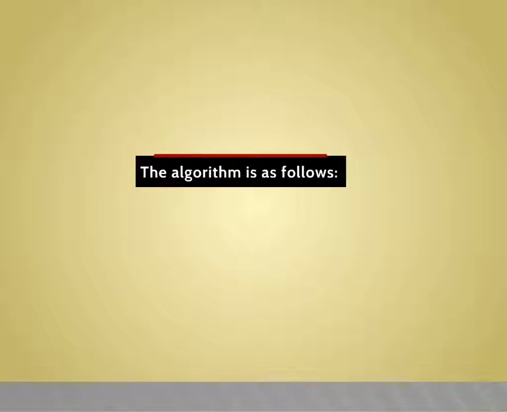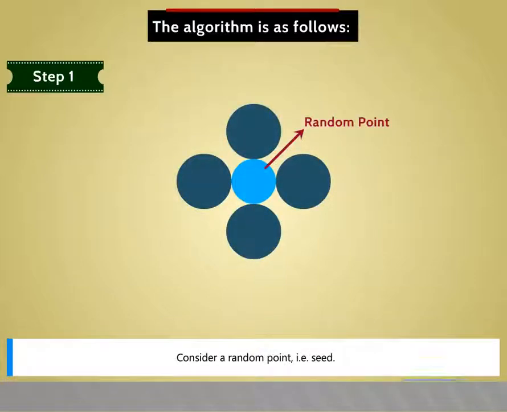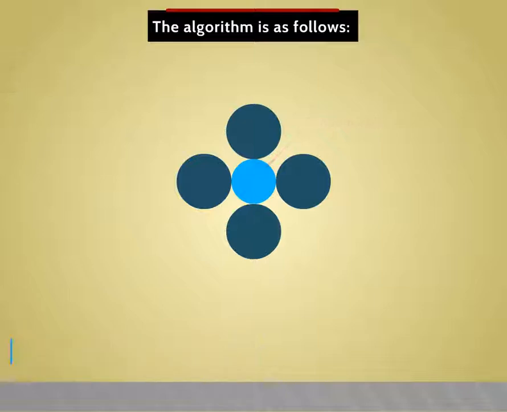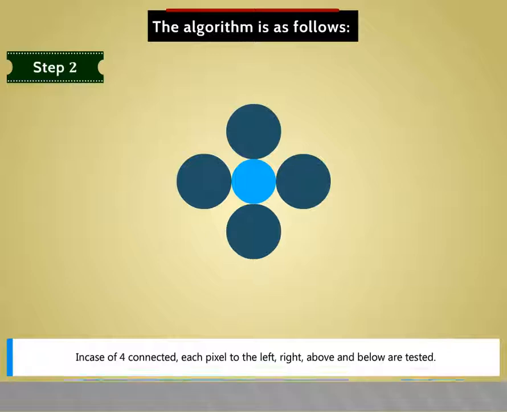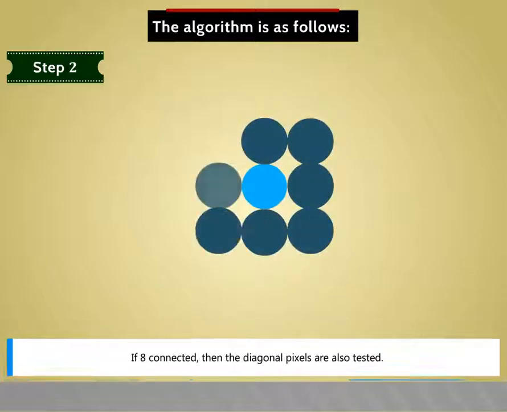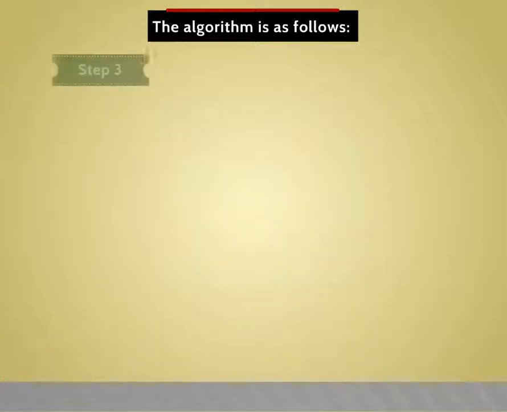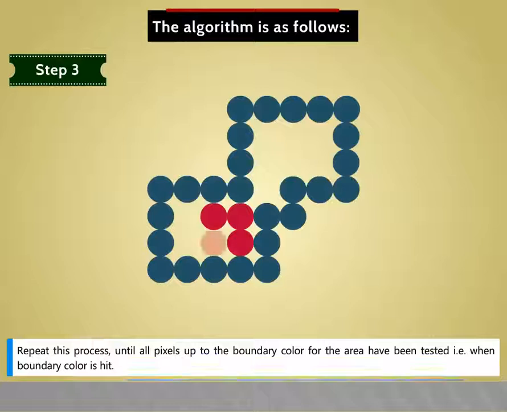The algorithm is as follows. Step 1. Consider a random point, that is the seed. Step 2. In case of 4 connected, each pixel to the left, right, above and below is tested. If 8 connected, then the diagonal pixels are also tested. Step 3. Repeat this process until all pixels up to the boundary color for the area have been tested, that is, until the boundary color is reached.